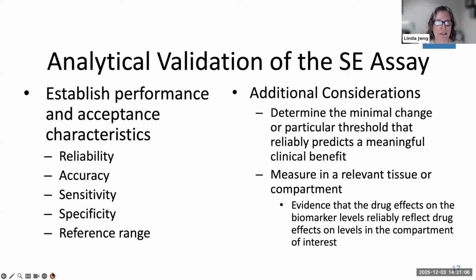The other things to really consider and think about, which I've seen some applications not address critically, is what minimal change or particular threshold is required to show that there's a relationship with the prediction of the clinical improvement. So, a small change in a biomarker may not have a clinical significance if it's not been established and shown in some way. The other one is, as I alluded to before, to make sure you're measuring in a relevant tissue or compartment or setting up a clear evidence that shows that they're related in a direct way.